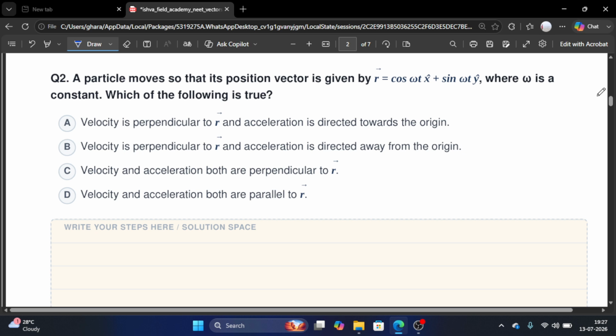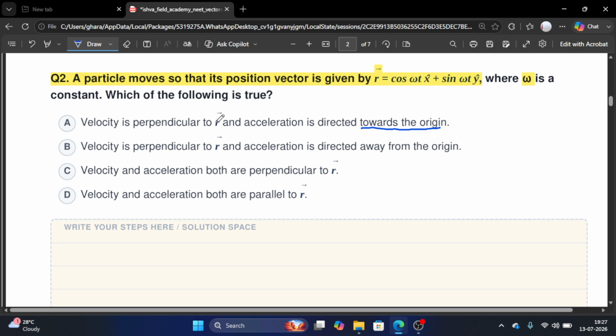In the second question, what does it tell? A particle moves so that its position vector is given by this, where omega is a constant. Which of the following is true? In this question you check answer by answer, option by option. In the first option, velocity is perpendicular to r and acceleration is directed towards the origin. So you need velocity perpendicular to r.